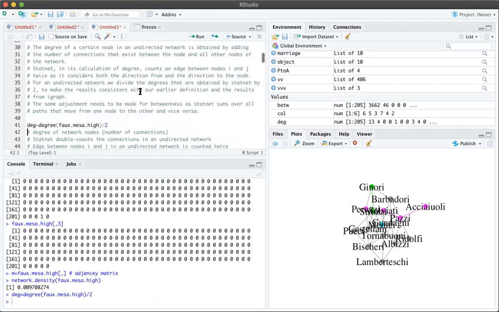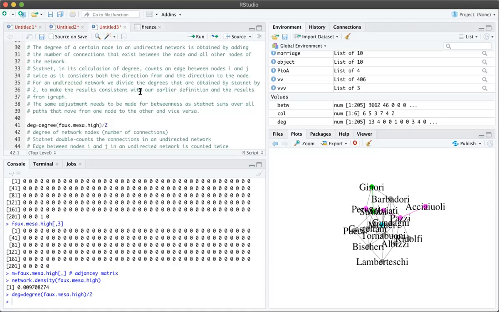The degree of a certain node in an undirected network is obtained by adding the number of connections that exist between the node and all other nodes of the network. StatNet, in its calculation of degree, counts an edge between nodes i and j twice, as it considers both the direction from and the direction to the node. For an undirected network, we divide the degrees obtained by StatNet by 2.